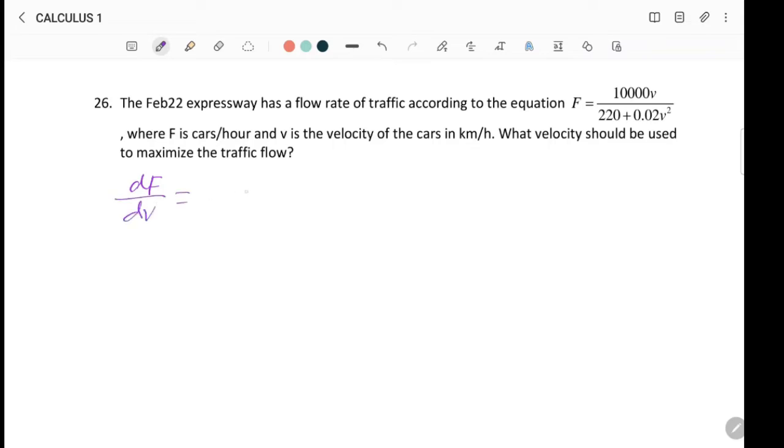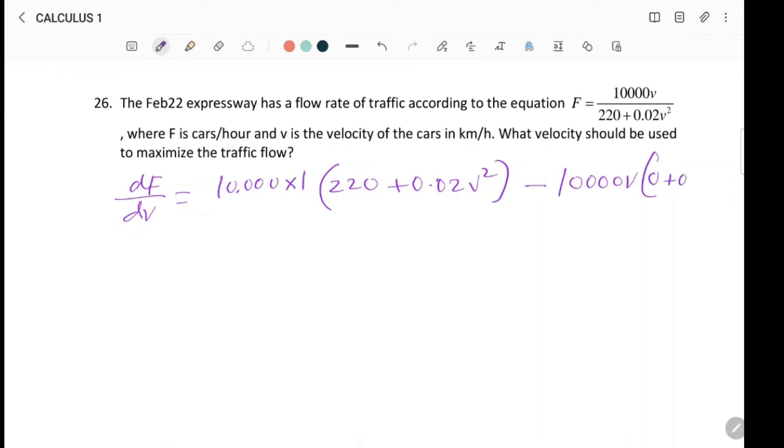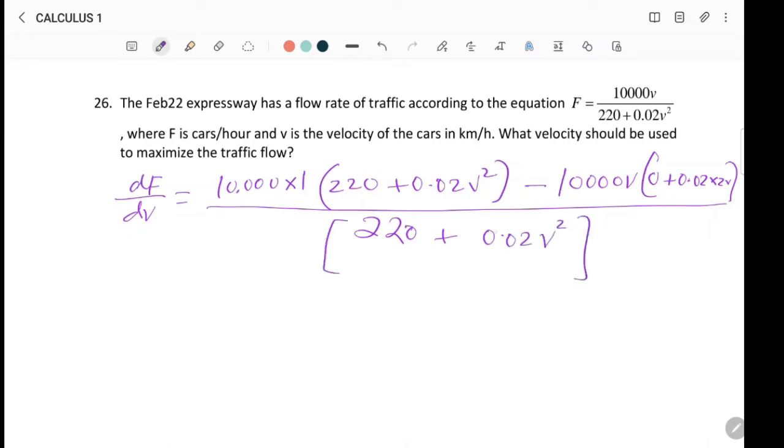df over dv, we have to apply the quotient rule, so that's 10,000 times 1 and 220 plus 0.02 v square, minus 10,000 v, and we have to differentiate 220 plus 0.02 v square, which is 0.02 times 2v, right? V square is 2v, over 220 plus 0.02 v square whole square.